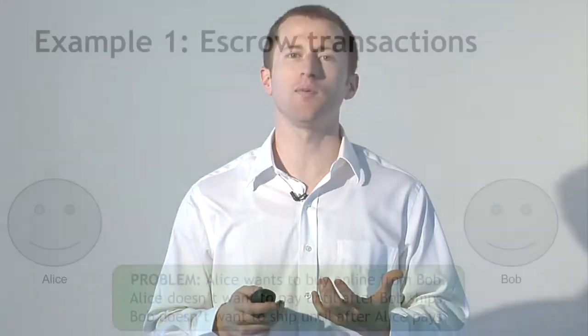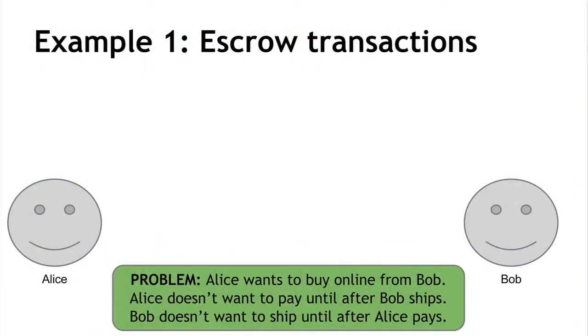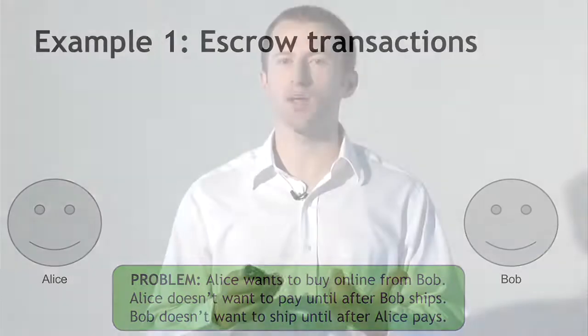This is a classic situation online. Alice and Bob want to do business with each other. Maybe Alice has just won some online auction and is ready to buy some things from Bob. Now Alice wants to pay Bob in Bitcoin for Bob to send some physical goods back to Alice. But we get into this problem where Alice doesn't want to pay until after she's received the goods, but Bob doesn't want to send the goods until after Bob has been paid. So what can we do about that?